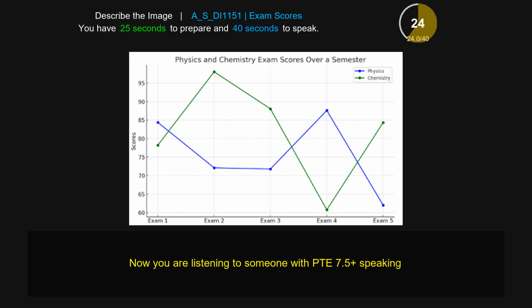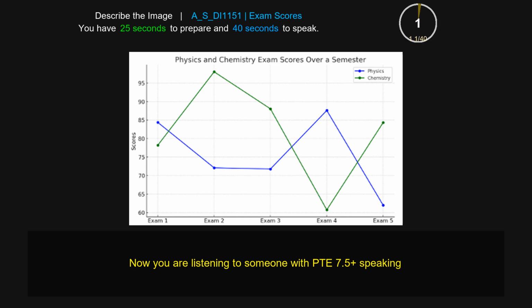Here, the chemistry students have the highest score among the physics students in exam 2, and the least score in exam 4. Similarly, the physics students scored highest in exam 4 among the chemistry students. Overall, this image is very informative and provides information about physics chemistry exam score.